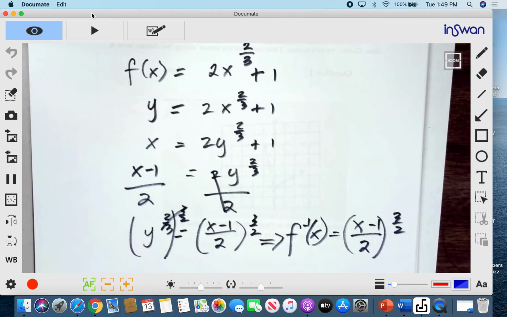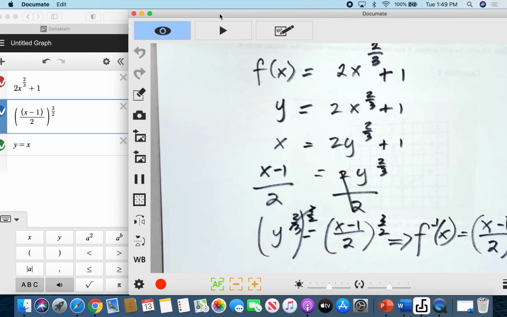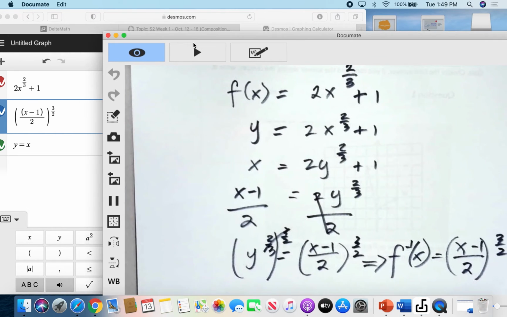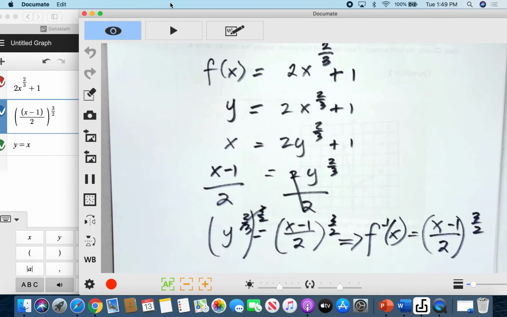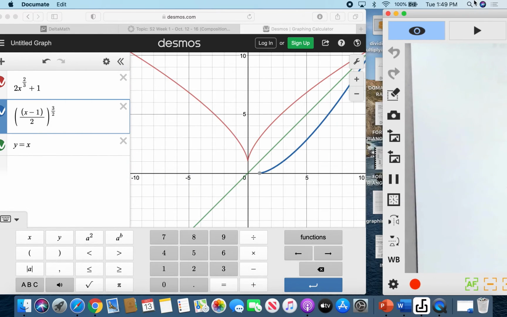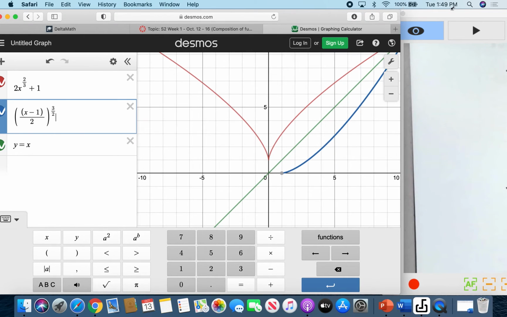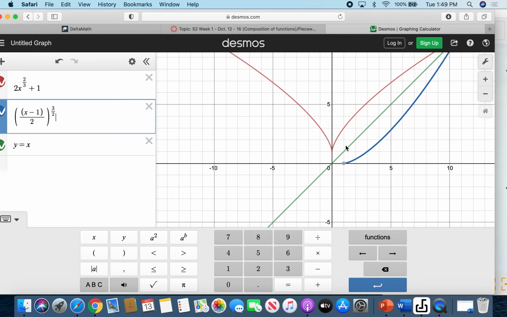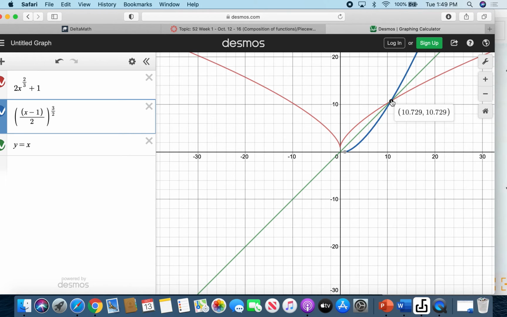Let's actually show that it's really the case by means of graphing it in a Desmos graphing calculator. These are your two functions, 2x raised to 2/3 plus 1 and x minus 1 over 2 raised to 3 over 2. As you can see, they are symmetrical to the line y equals x. So this is the line of symmetry, y equals x. They will surely intersect at a certain point.